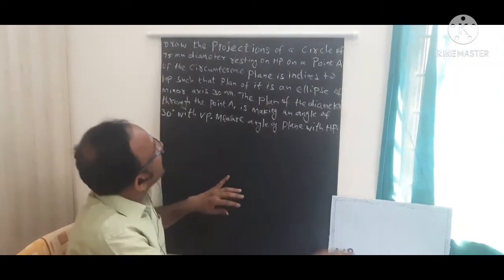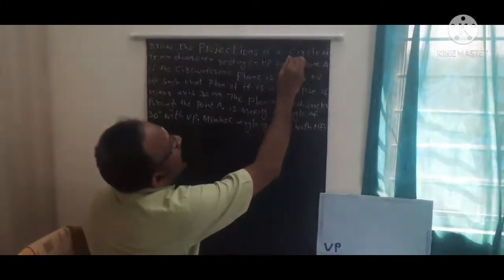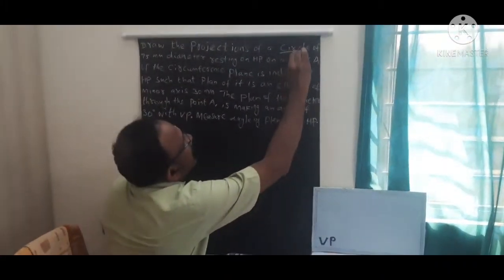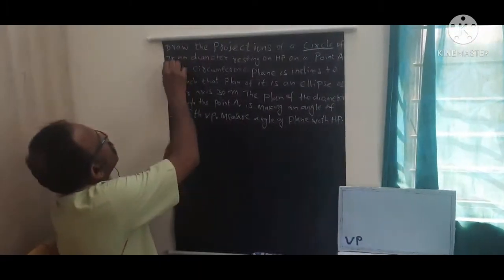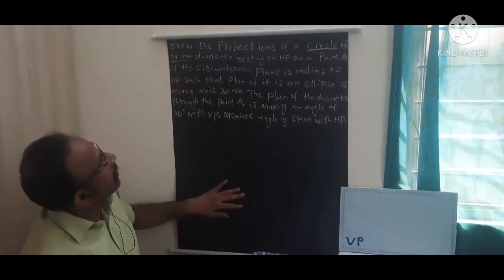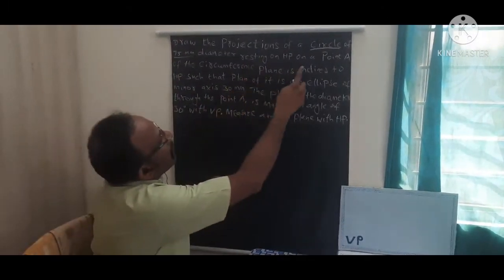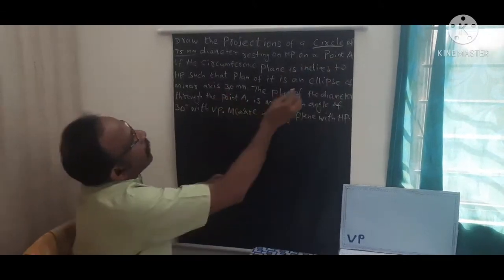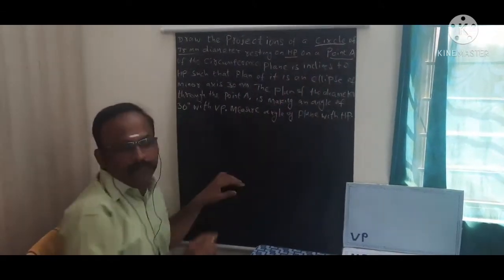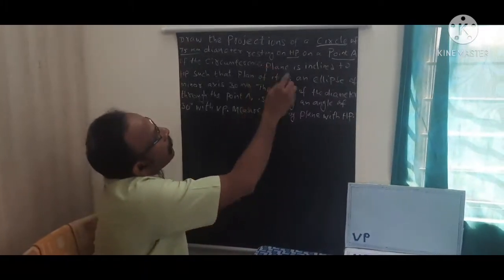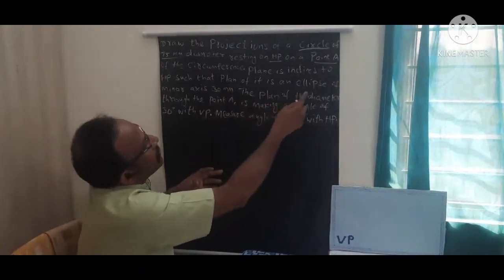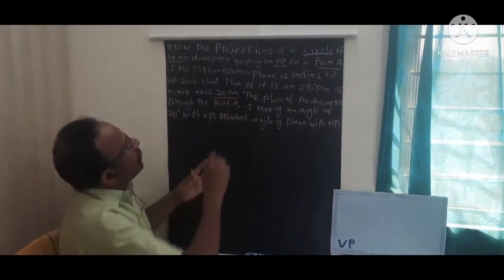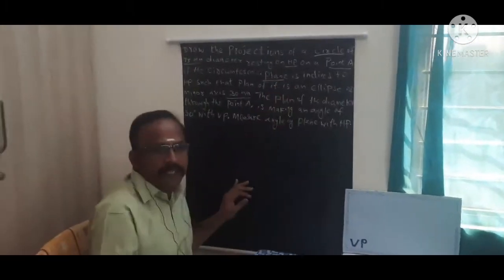So directly given in this particular problem, we need to identify the object. Here the object is a circle whose diameter is given as 75 mm. You need to underline. And resting on HP on point A. Point A is resting on HP. Right? So the plane is inclined to HP such that the plan of it is an ellipse of minor axis 30 mm. Directly it is given plane. Plane is nothing but surface. Surface is inclined to HP.